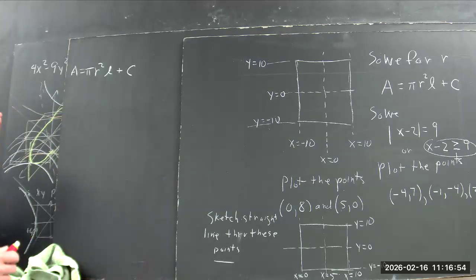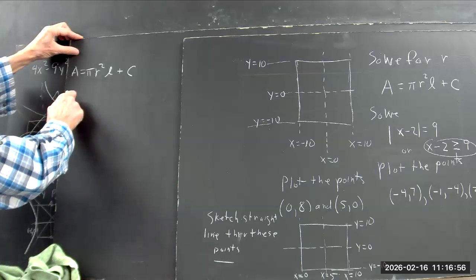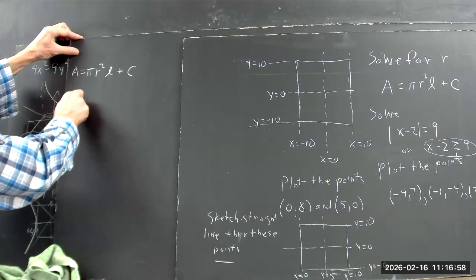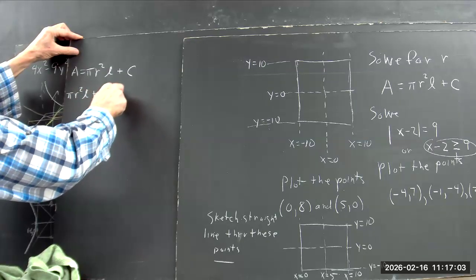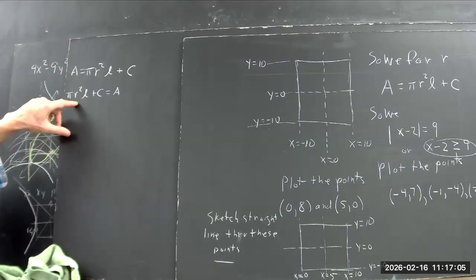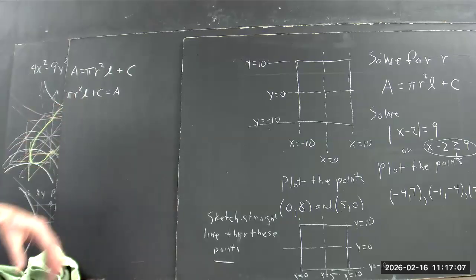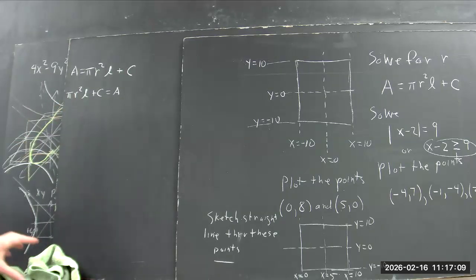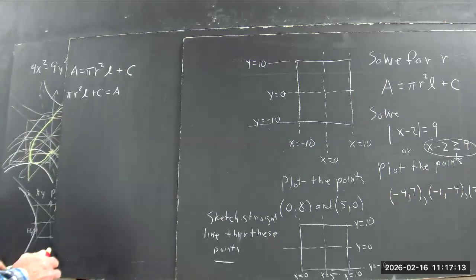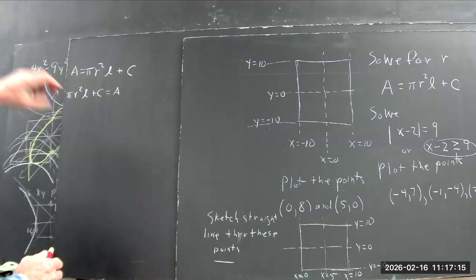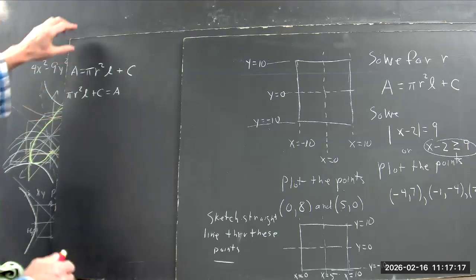Now, since we're solving for R, I'm going to write this in reverse order, just switch the sides: pi R squared L plus C equals A. So we can focus on R, and we'll have it on the left side, which is where we usually want it. Not necessary to do that, but it's helpful when you're first encountering this.